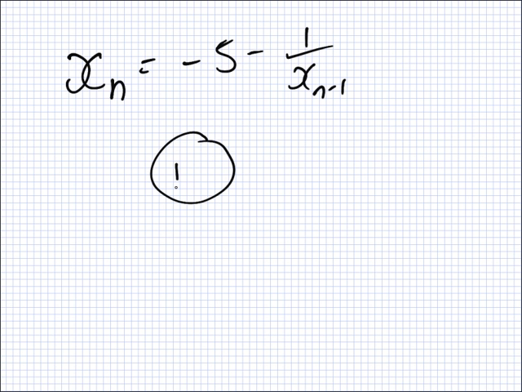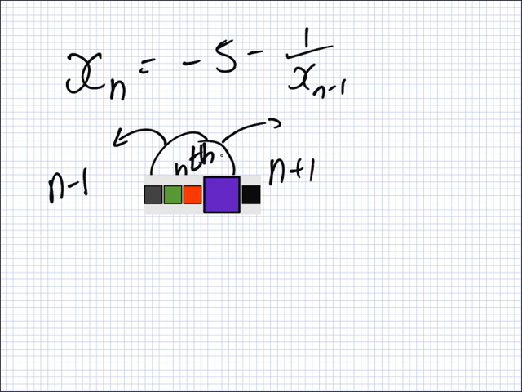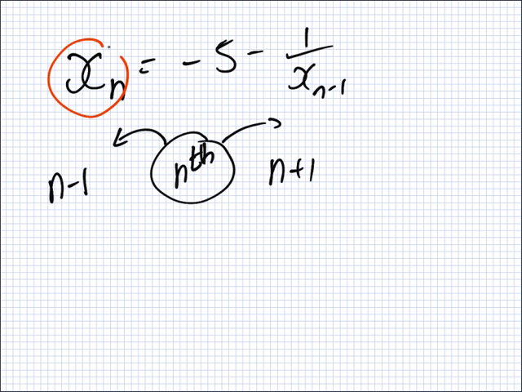Imagine I'm at the nth term. What is the one before it called? n minus 1. And the one after it? n plus 1. And this is the nth term. So this xn and this xn minus 1. The xn minus 1 is the term before, and the xn is this term here.